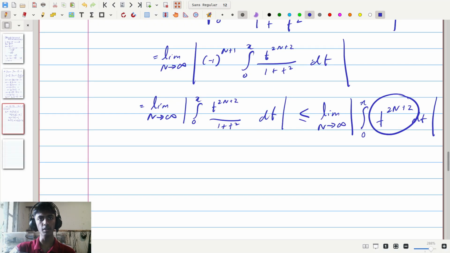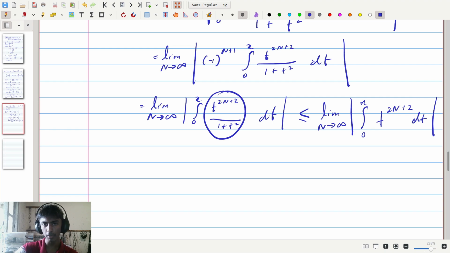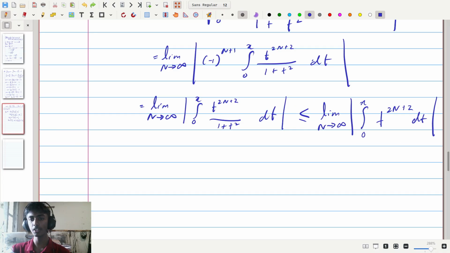Anyway, continuing, every single term t to the 2n plus 2 is going to be greater than or equal to every single term here, t to the 2n plus 2 divided by 1 plus t squared. Due to that reason, the sum of each of those terms is going to be less than or equal to the sum of each of these terms. Now then, let's call this thing j and try to solve j. If we consider j, this integral j is the integral from 0 to x of t to the 2n plus 2 with respect to t.